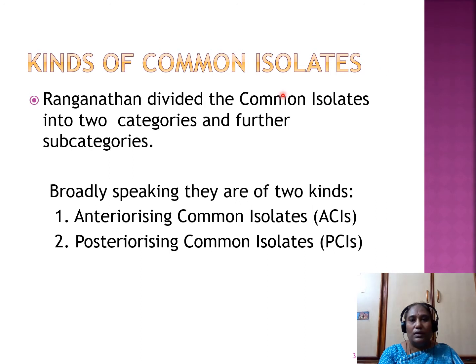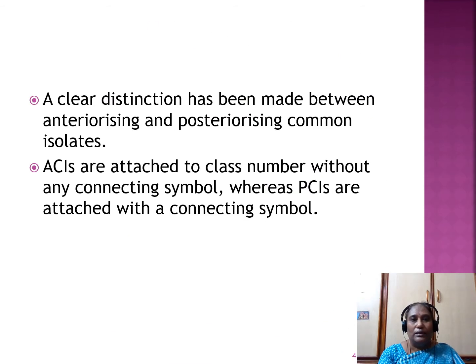So there are kinds of common isolates. According to Ranganathan, he divided the common isolates into two categories and further subcategories. Broadly speaking, they are of two kinds: anteriorizing common isolates (ACIs) and posteriorizing common isolates (PCIs). A clear distinction has also been made between these two categories.